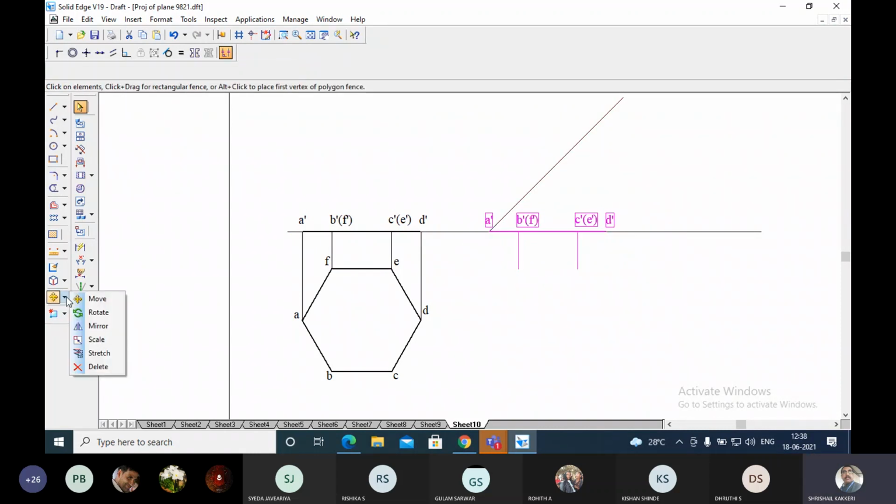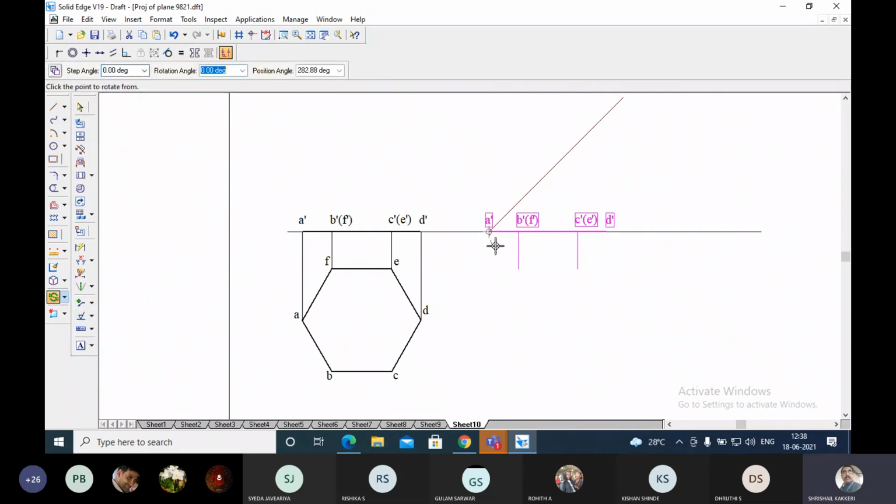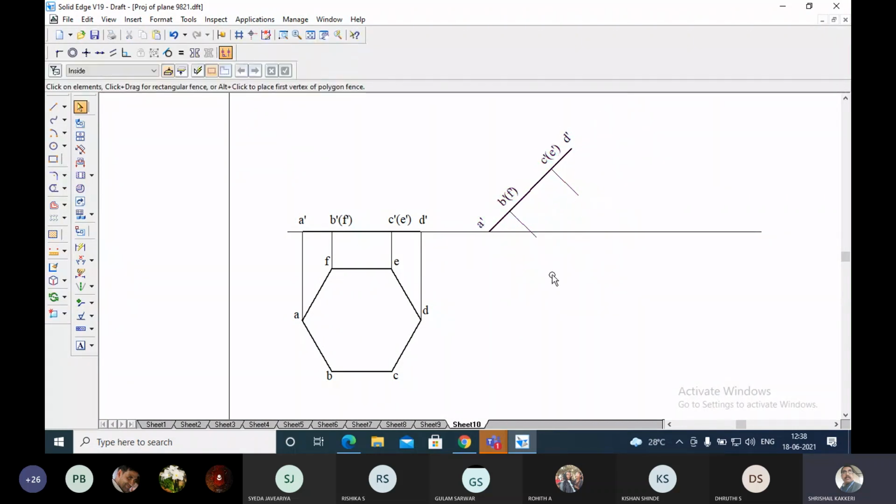Enter, go to rotate, rotate through this point. Any point on this must be on this. Okay, and after this you can remove this, no problem.